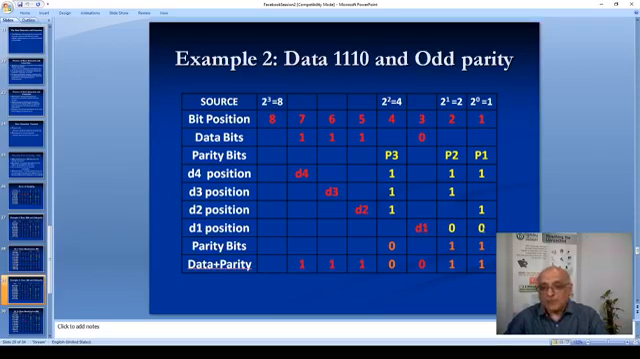Alright? So odd parity in this particular case: 3 ones, odd parity 0; 2 ones, odd parity 1. Then we have 2 ones, so odd parity is 1. This is my data. Now 1 1 1 comes from here, 0 is the parity bit, the data bit comes from here, 1 1 comes from here. This becomes my data plus parity, which is to be transmitted.